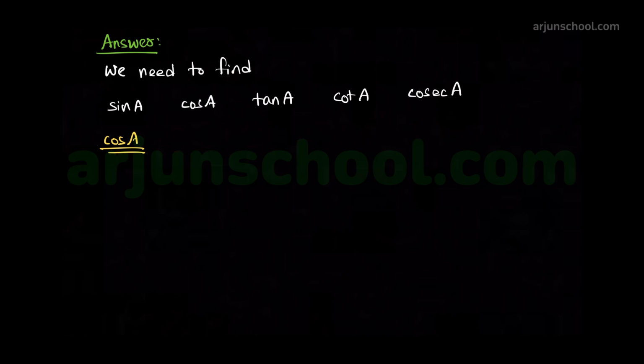Now let us start with the definition of secant. We know that secant A is equal to 1 by cos A. That implies cos A is equal to 1 by secant A. Therefore, cos A in terms of secant A is 1 by secant A.